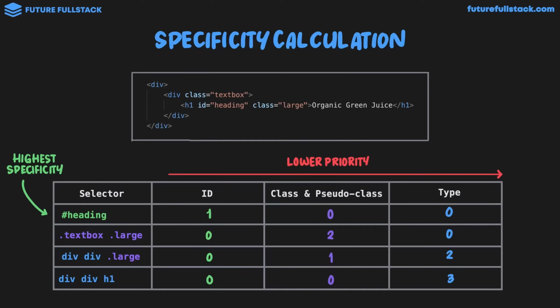And once again, if you look at this table, the largest number on it is 3, which are the 3 type selectors on the div, div, and h1.